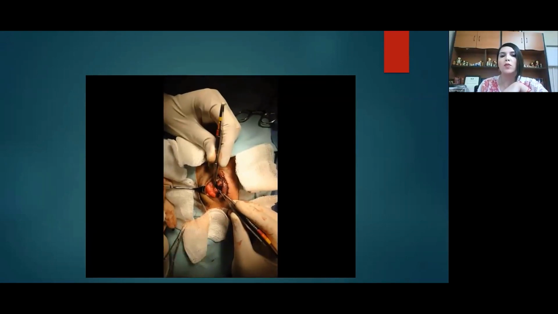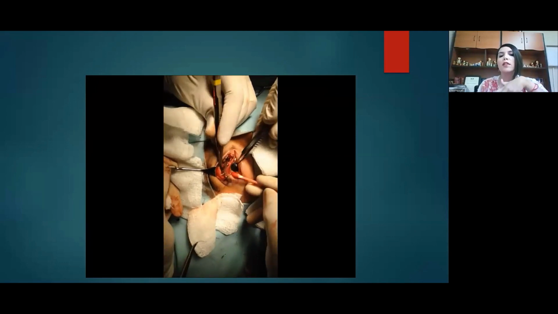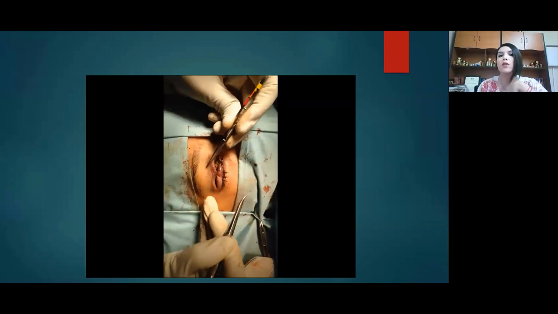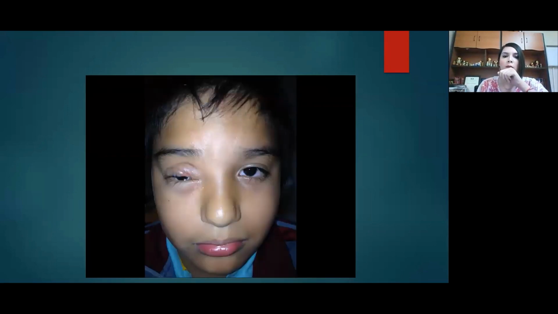After that, we have to search the aponeurosis to attach it in the tarsus, not go through the tarsal conjunctiva, to protect the cornea. And then we close the skin with separate points.